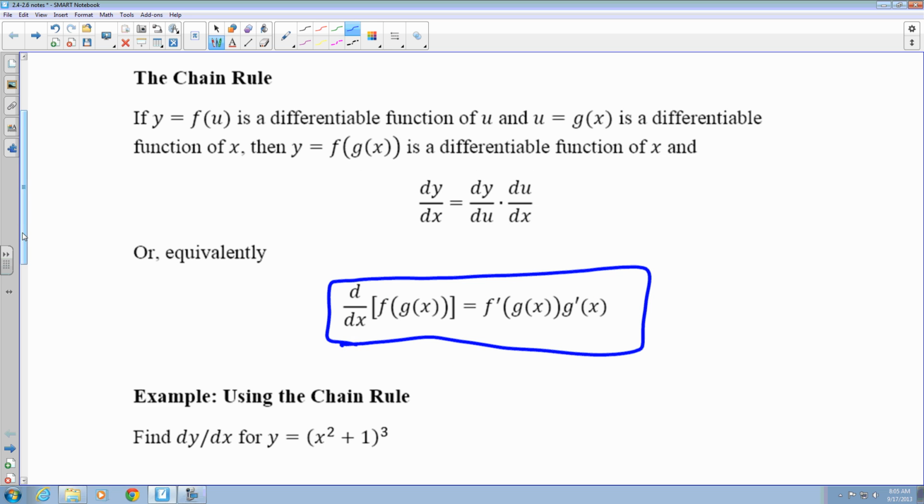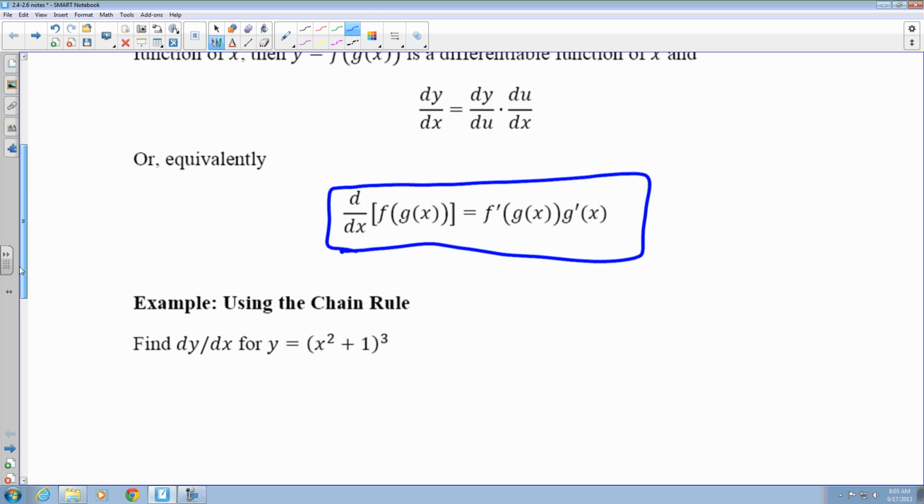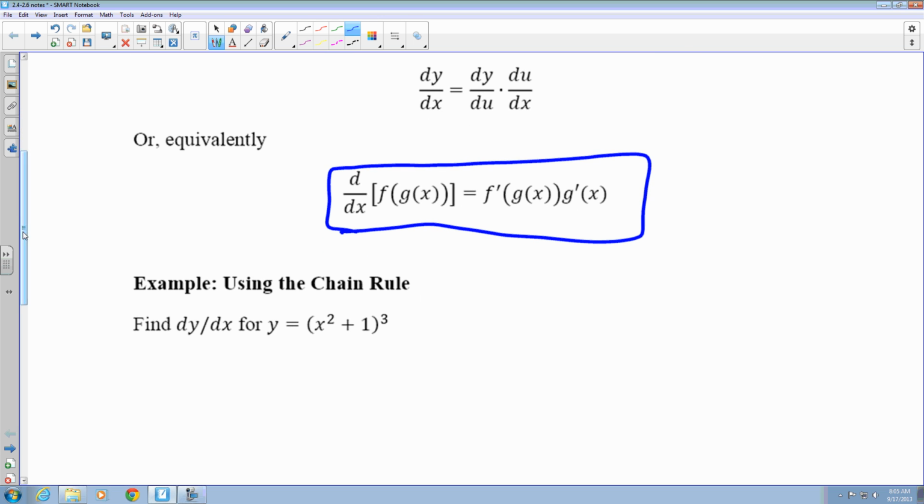And we notice that we use this when there's a function raised to an exponent or a function inside of a function. So anytime we see that, we need to use the chain rule.